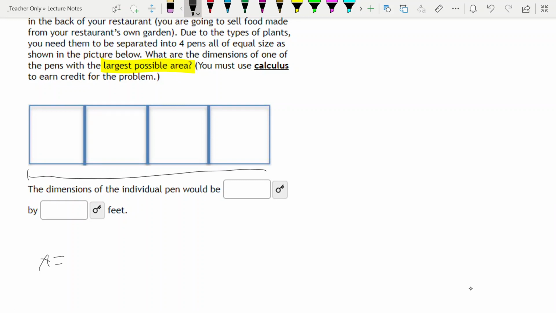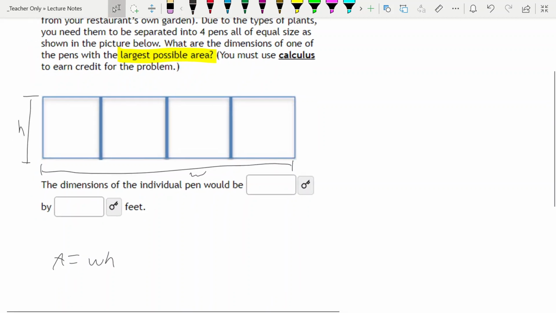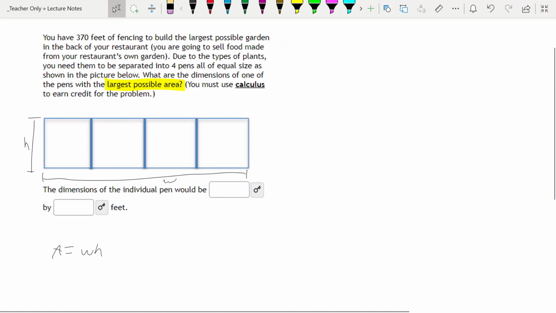Well, let's give it some names. Maybe we'll call this width, and we're going to call this height. So therefore, the width and the height will be what we're working from. Now, we need to take the derivative of the area, set that equal to 0, but the problem is we have two variables, we got to chop that down. So let's go and find some information to help us do that.